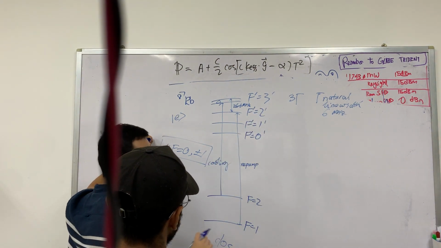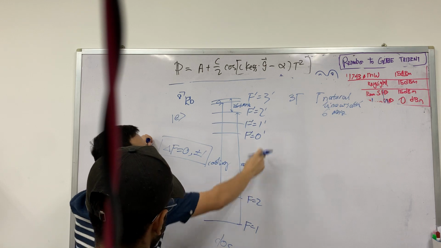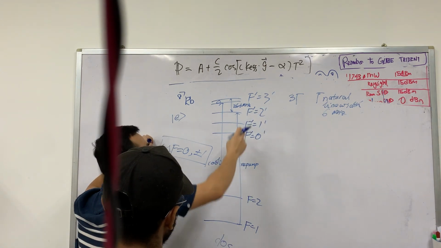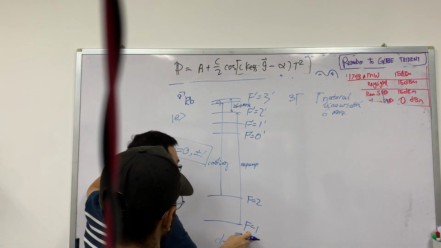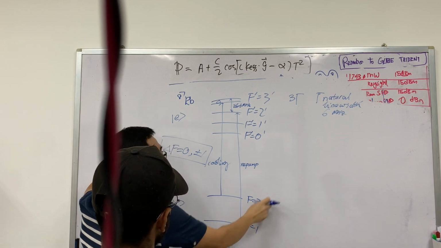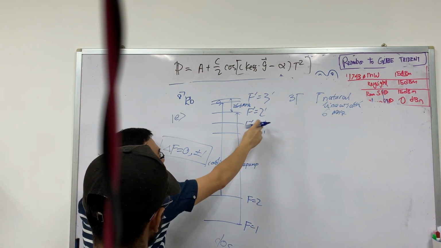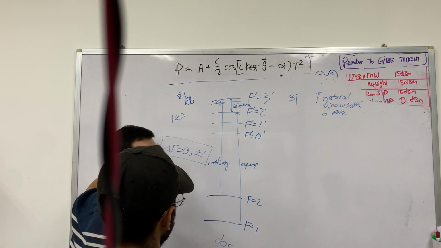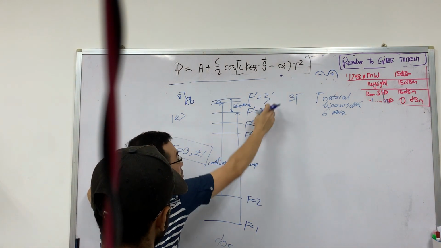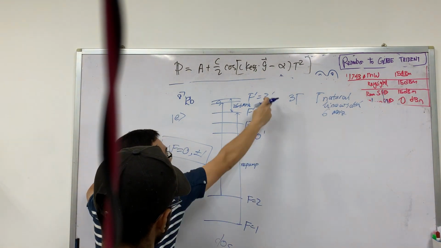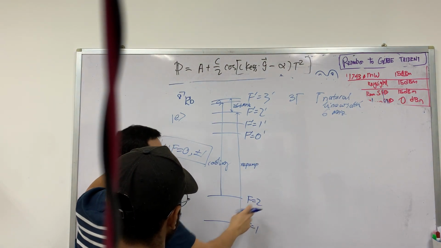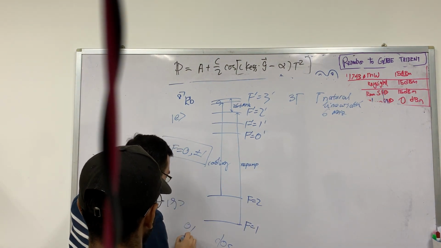1 to 1 prime, open transition. 2 to 2 prime, open transition, because 2 prime can decay to here. 2 to 1 prime, open, because 1 prime can decay to here. 2 to 3 prime, closed transition, because it can only go back here. So, that's the concept.